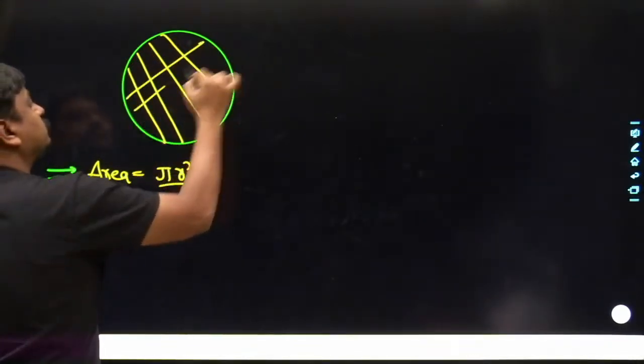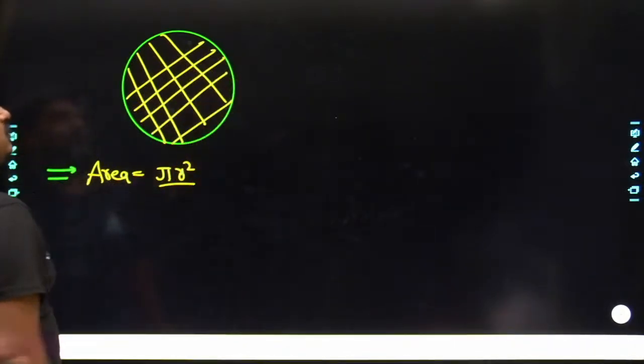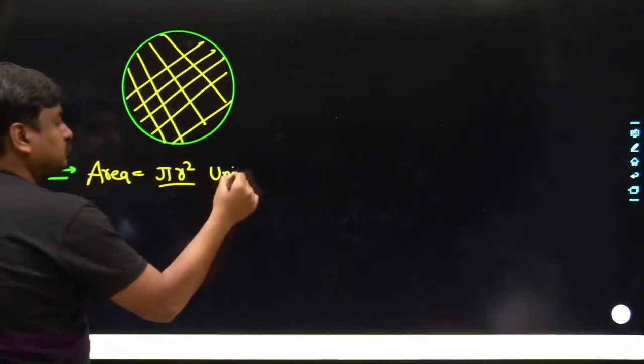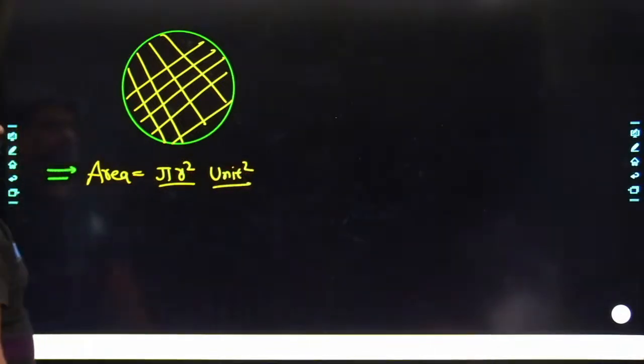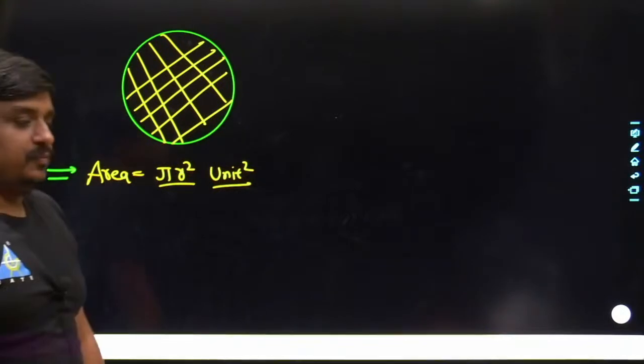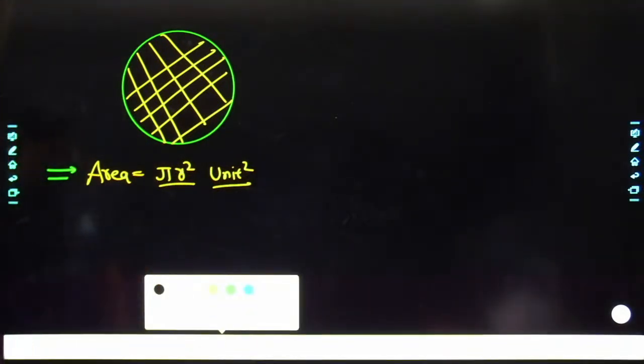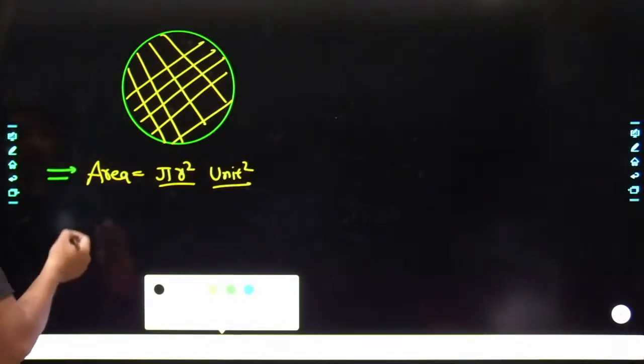Occupied by the circle. It would be unit square. Once we are done with this, we can move forward. Yes, what is it?